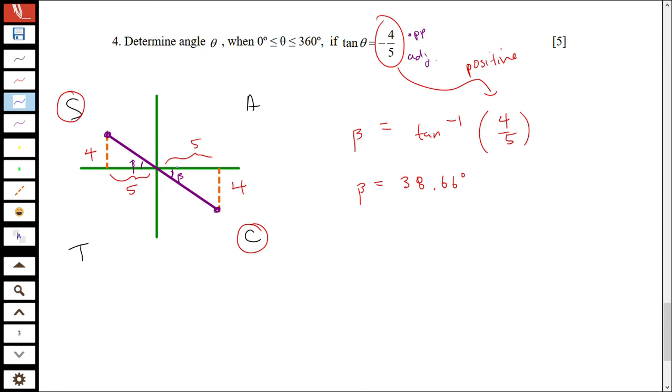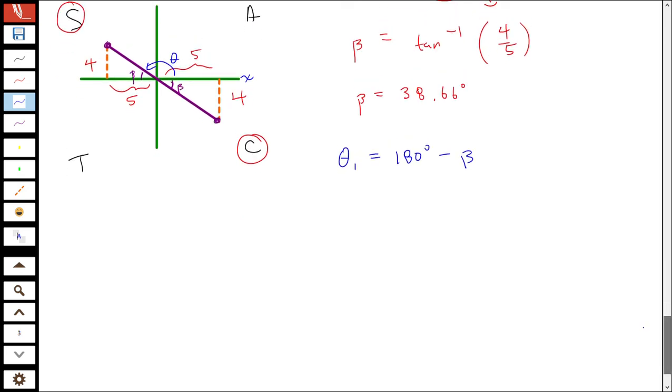So remember, for our first theta, we always start from the positive x-axis. I'm going to go into the first purple line. Let me label that theta. It's going to be 180, and then you have to minus the beta. So my theta 1 is going to be 180 degrees minus the beta, and my second theta is going to be, again, from the positive x-axis past the first terminal arm to the second terminal arm.